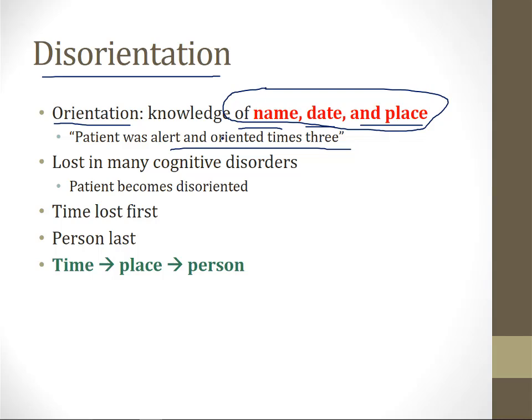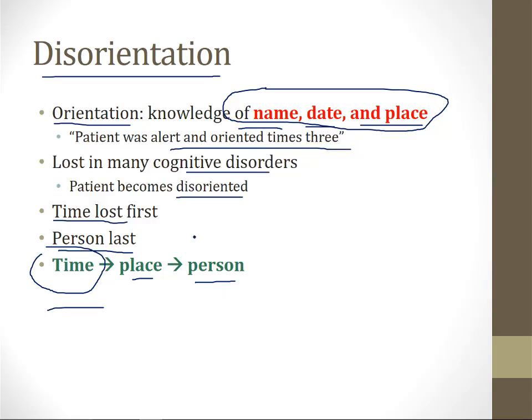Orientation is lost in many cognitive disorders, and when this happens, we say that the patient has become disoriented. One thing you should know is that the first thing people lose is time, and the last thing they lose is person. Imagine someone who's waking up from anesthesia and surgery. They're often a little bit disoriented. They usually will know their name, and they may even know that the place that they're in is the operating room or the recovery area, but what they will not know is the time. They will have trouble telling you what time of day it is. So time is the first thing that gets lost, even with a mild amount of disorientation.